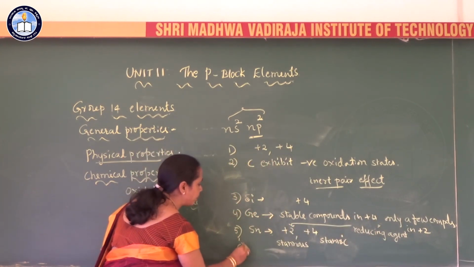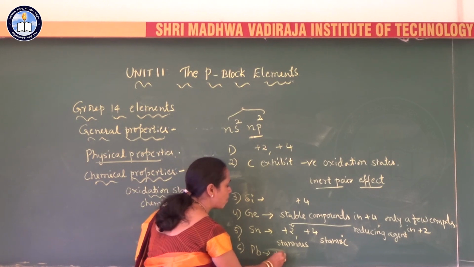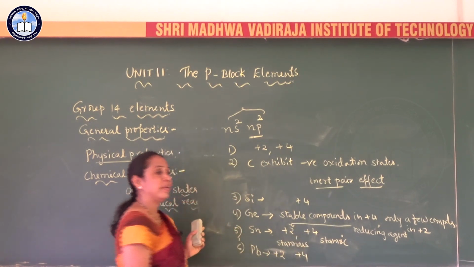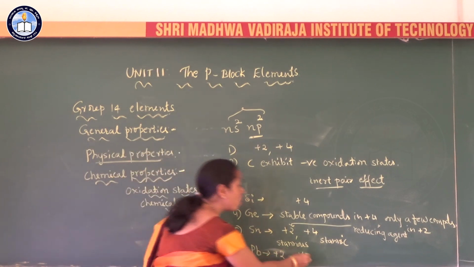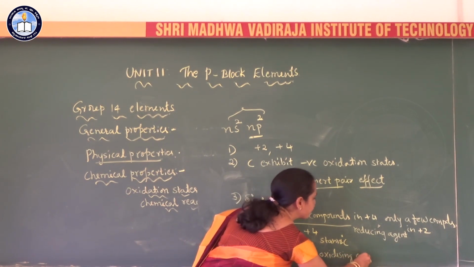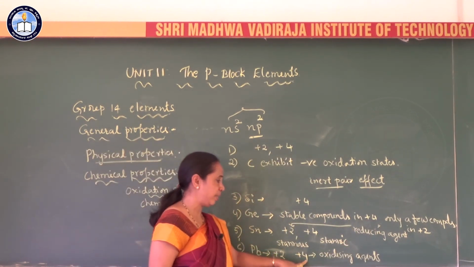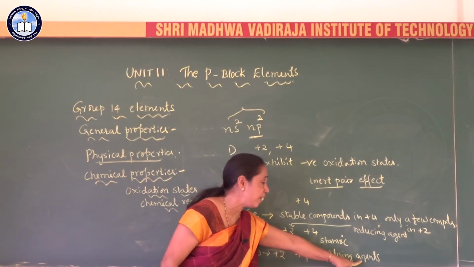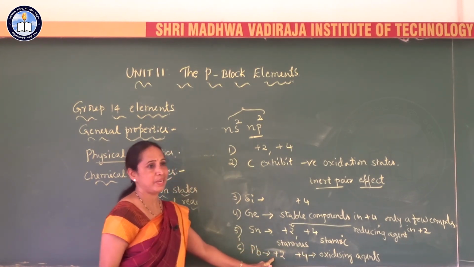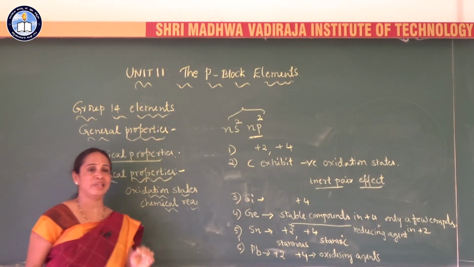The last element is lead, Pb. Lead forms stable compounds in +2 oxidation state, and lead compounds in +4 oxidation state are found to be stronger oxidizing agents. Why? Because they will undergo reduction easily to +2 oxidation state, since +2 is more stable for lead as compared to +4 oxidation state.